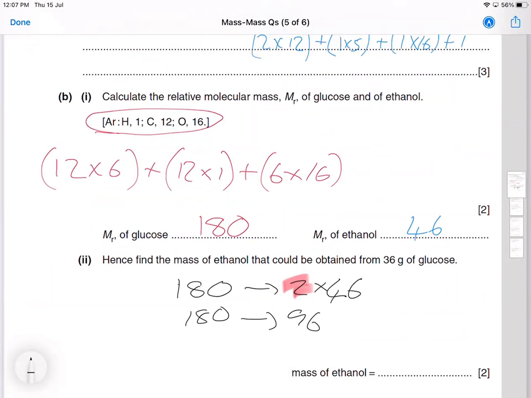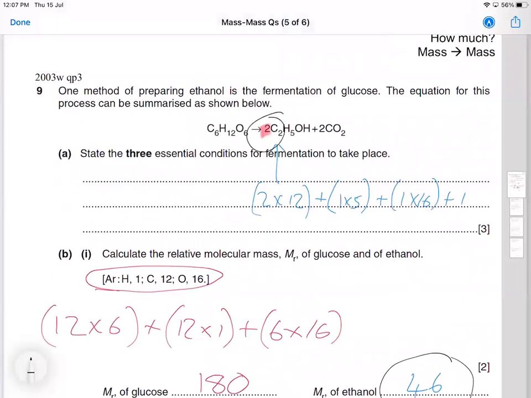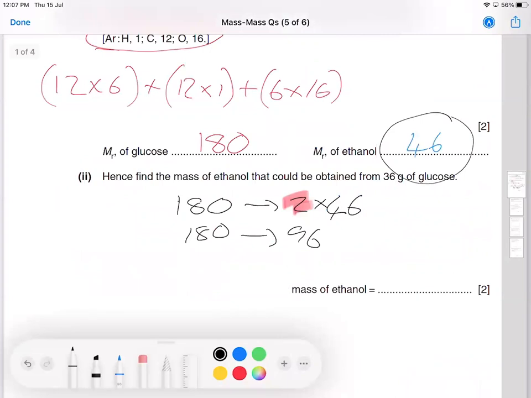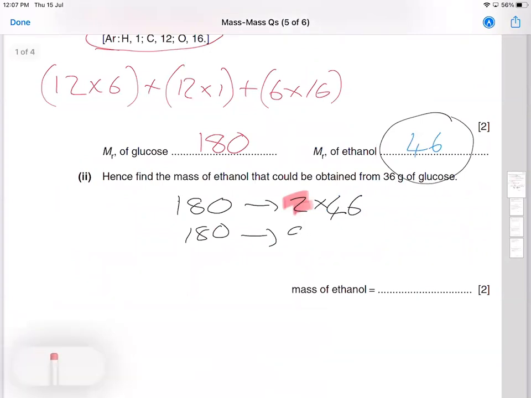I think that might be the most confusing part, is that the molar mass of ethanol on its own is 46, but we're going to multiply it by 2 because of the balancing of the chemical equation. Cool, everyone happy with that? 92. You are correct, it's 92. Sorry, I tried to do it in my head and I made a big mistake there. So it's 180 goes to 92.